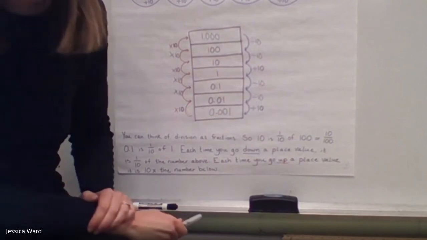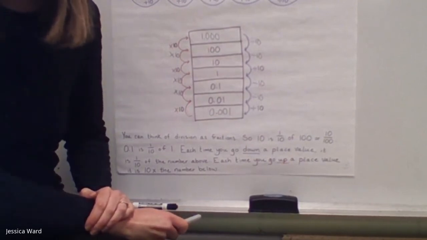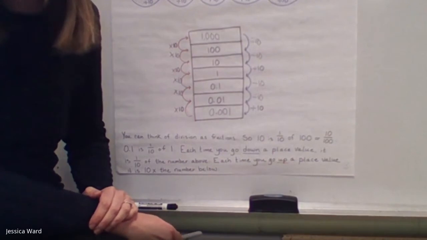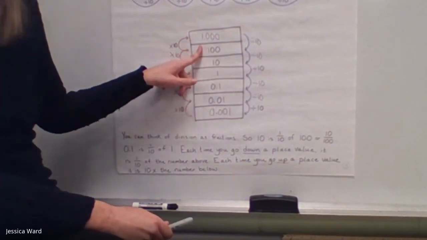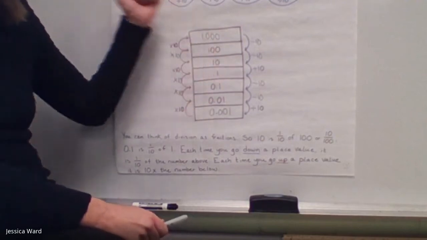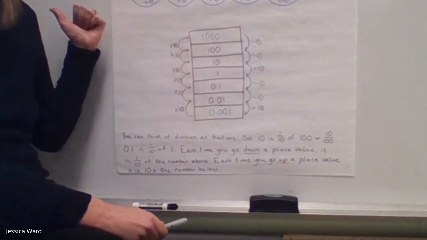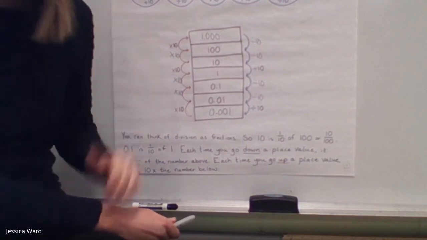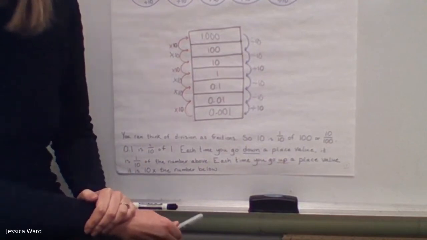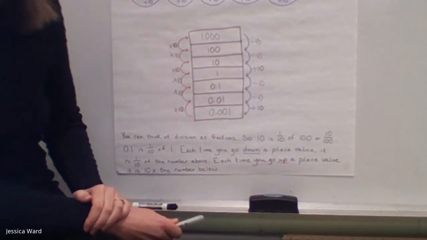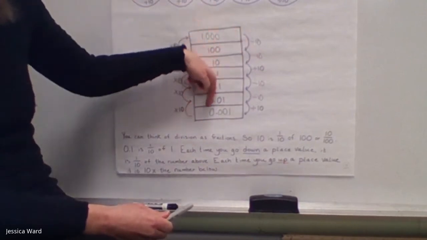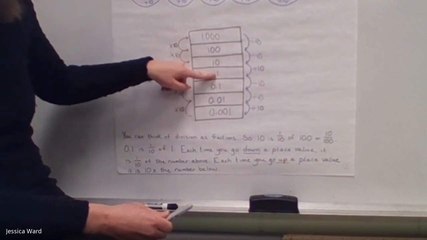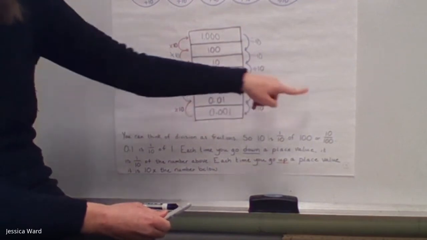Number 5 says, what happens to the position and value of the digit 1 when you multiply by 10? So each time you multiply by 10, the 1 moves 1 place value to the left from where it was. Number 6 says, what happens to the position and value of the digit when you divide by 10? When you divide by 10, we're going the opposite way. We're going to move 1 row down, or our 1 shifts 1 place value to the right.